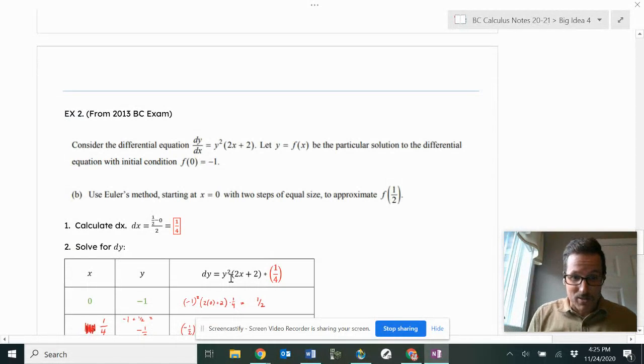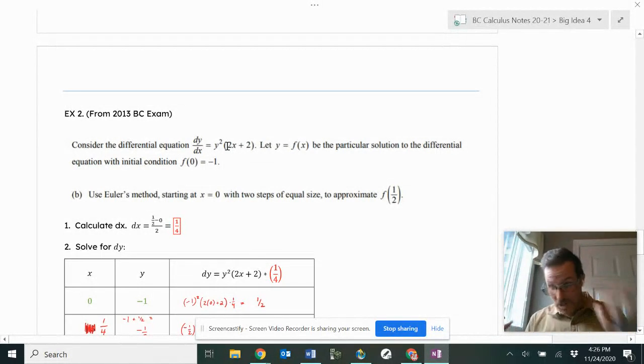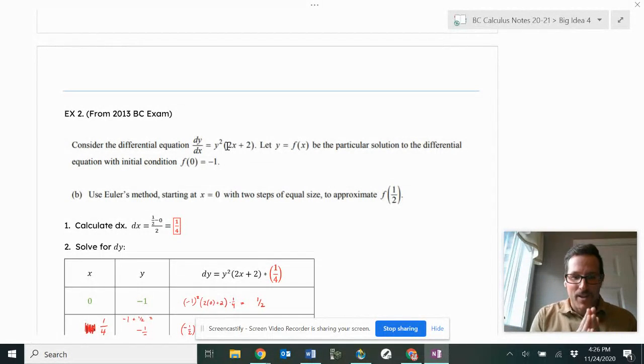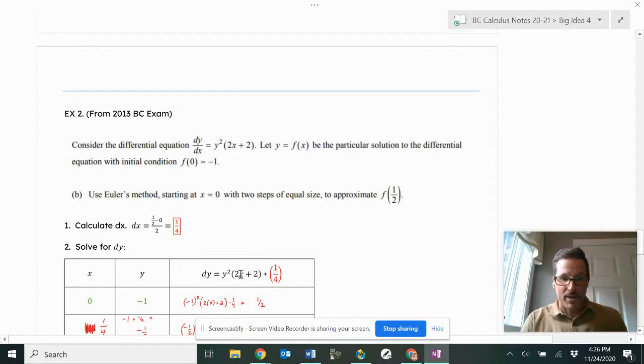dy is just going to be the differential equation that was provided multiplied by dx, which we just calculated. So we know that dy is calculated using the formula y squared multiplied by the quantity 2x plus 2, multiplied by a quarter, which was the dx. So pick it up from the first point, at (0, -1), put all that in there, and we get that dy is 1/2.